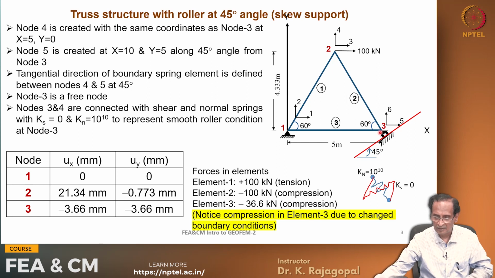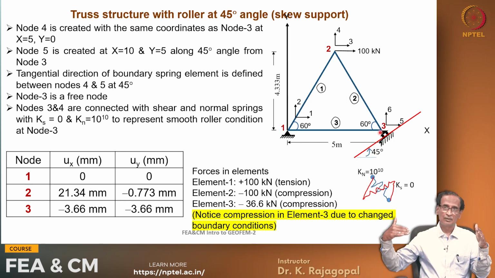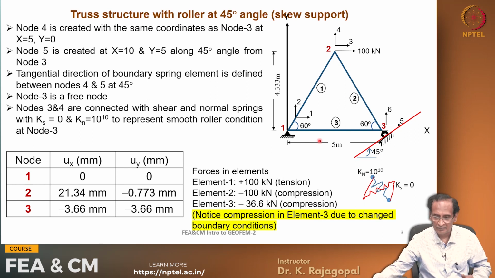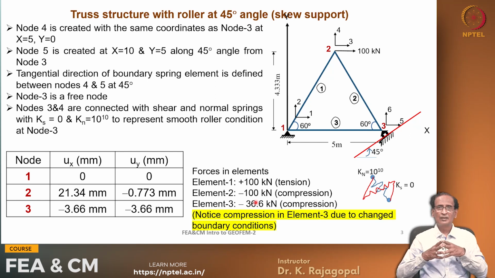So, here our boundary condition is different. The entire structure has rotated and it has induced some compressive type deformation in element 3, so we have this negative force. Okay. So, spring elements can be used even for applying skew boundary conditions, and later we will see that these spring elements can be used for modeling the interfaces between two surfaces and so on.